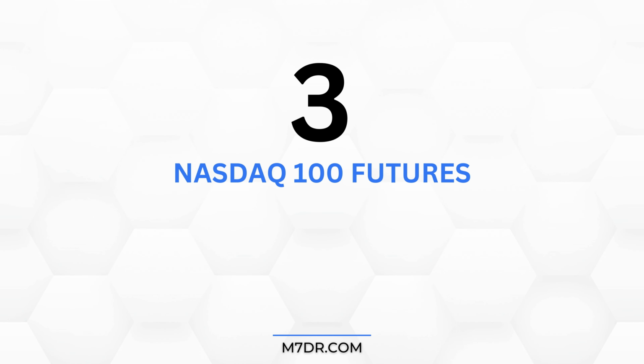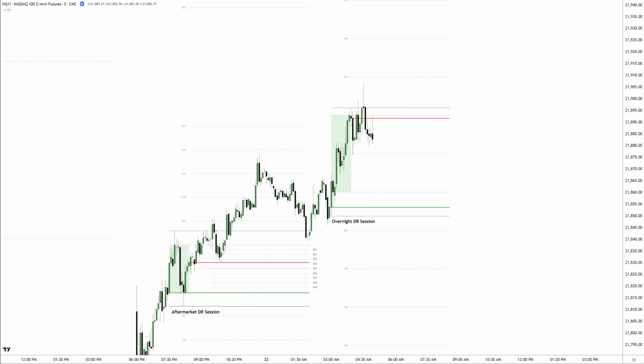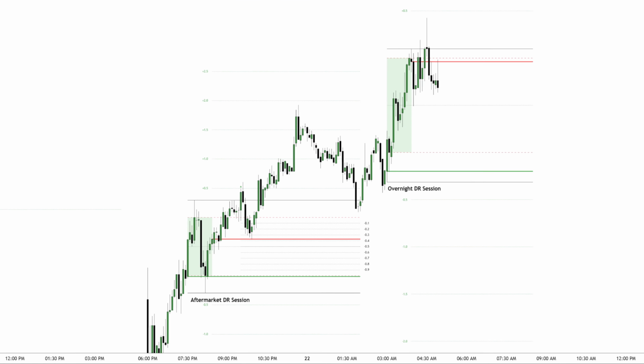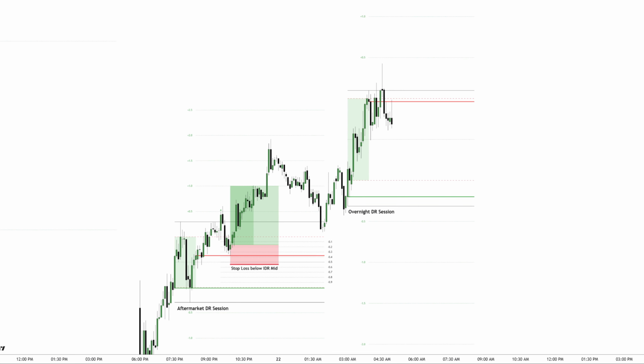Number 3, Nasdaq 100 Futures, Wednesday's overnight DR session, comparing with the price action on ES from Wednesday. While ES was a bit tricky to trade on Wednesday, Nasdaq presented a similar price action structure, but with a much clearer decision-making process. Here's why. During the aftermarket DR session, Nasdaq already provided a solid trade opportunity, rejecting the closing price and offering a clean setup with stops placed just below the defining range's mid.